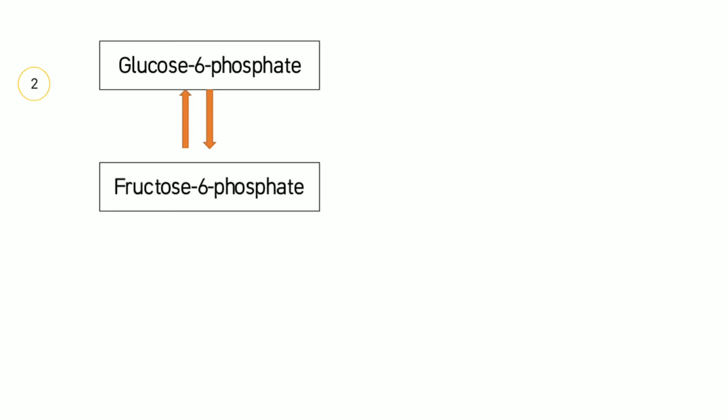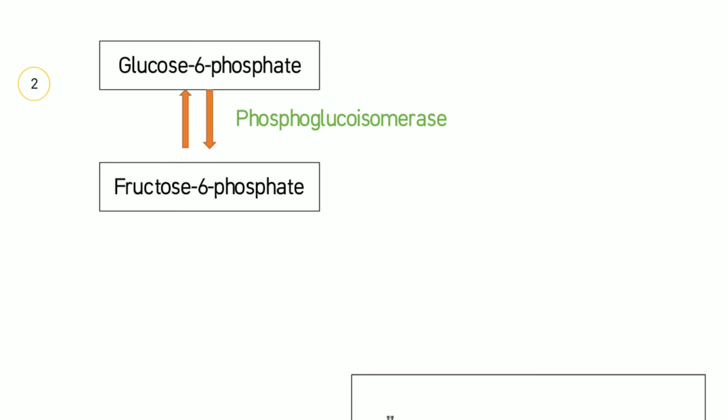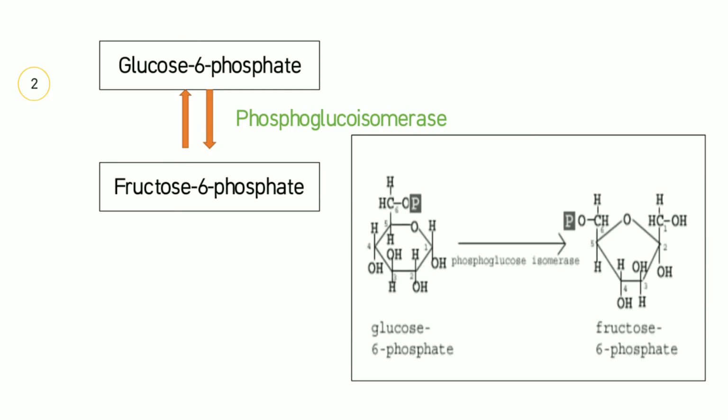Okay, so the second step of glycolysis involves the conversion of glucose 6-phosphate to fructose 6-phosphate. This reaction occurs with the help of the enzyme phosphoglucose isomerase. As the name of the enzyme suggests, this reaction involves an isomerization reaction. This reaction involves the rearrangement of the carbon-oxygen bond to transform the 6-membered ring into a 5-membered ring. As a result, glucose 6-phosphate is converted into fructose 6-phosphate.